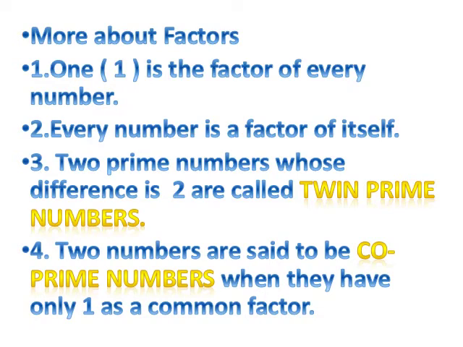And two numbers are said to be co-prime numbers when they have only 1 as a common factor. Co-prime numbers may be prime or they may be composite numbers. So let's see what we mean by twin prime numbers and co-prime numbers through examples.